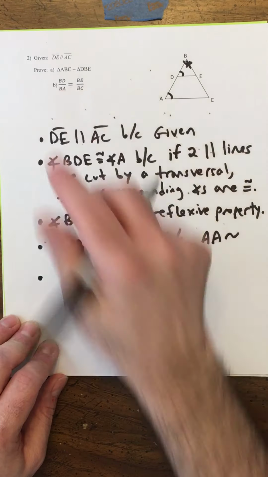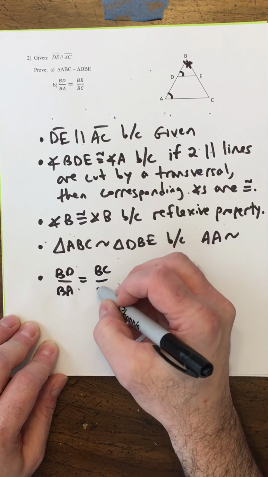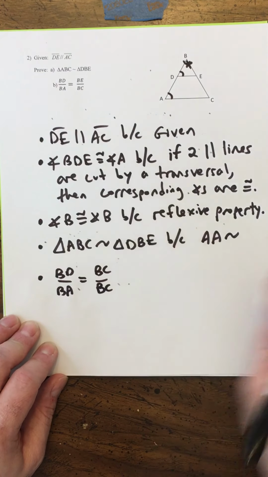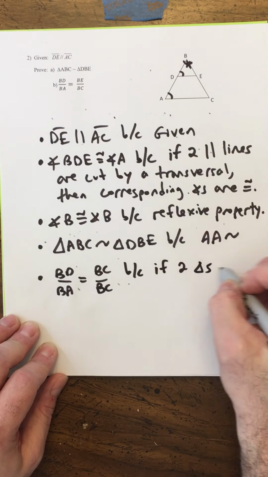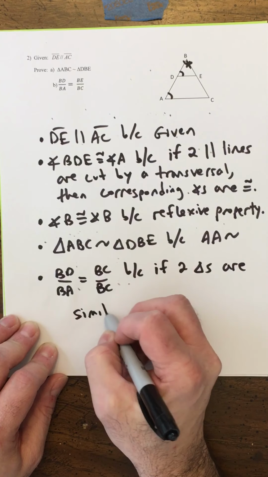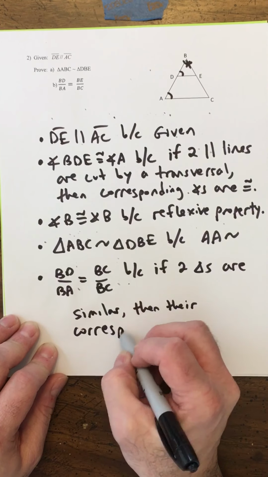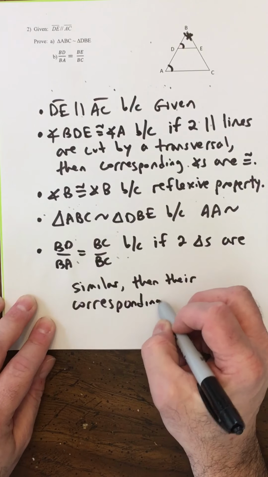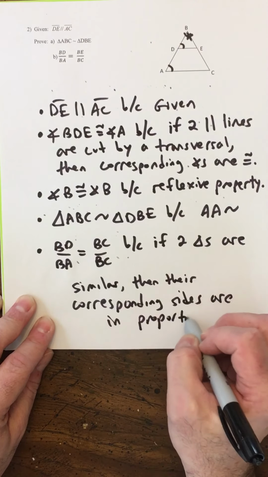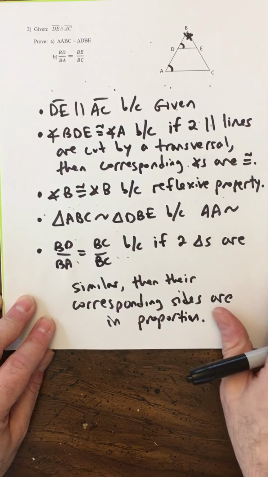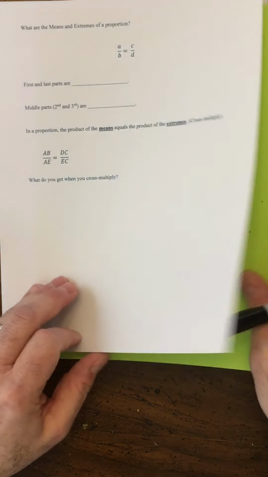For similar triangles, we know that the corresponding sides are in proportion, and that's exactly what we're going to write. We say because if two triangles are similar, then their corresponding sides are in proportion. Okay? That's that proof. Before we do another proof, I want to show you something else.